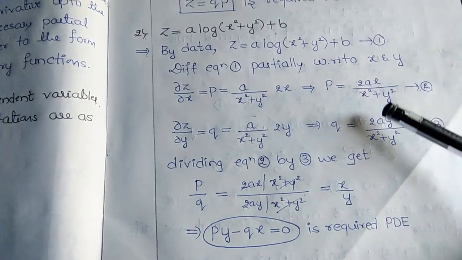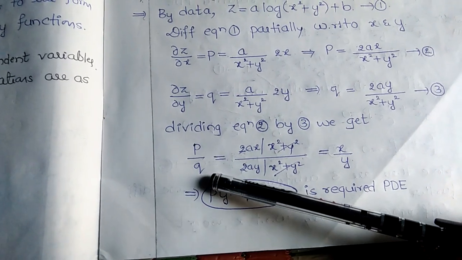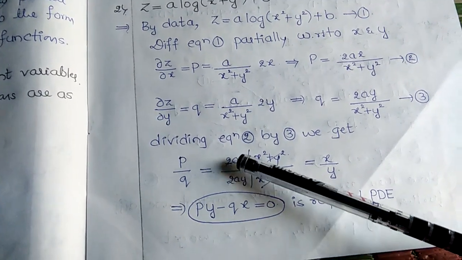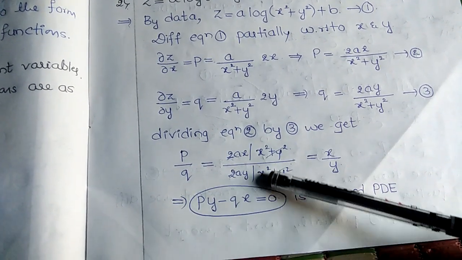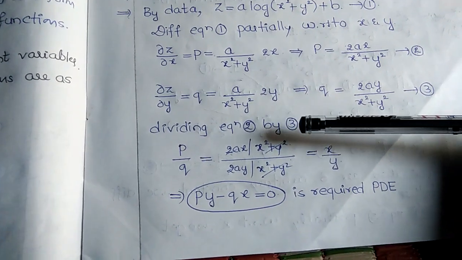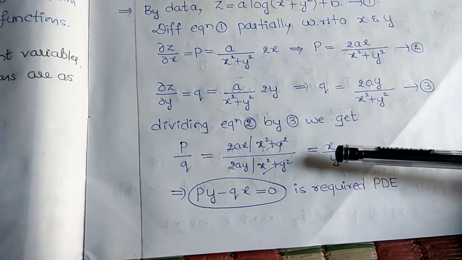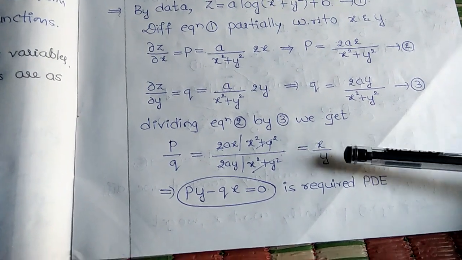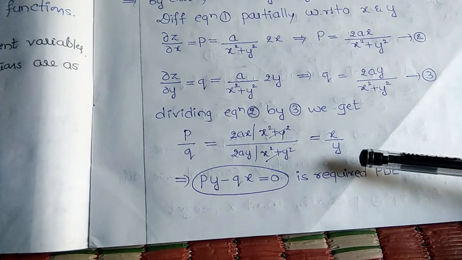Dividing equation 2 by 3, we get p divided by q. Write the value of p in the numerator and write the value of q in the denominator. Cancel x square plus y square and also the 2a. So we'll get x divided by y. So p by q is equal to x divided by y.